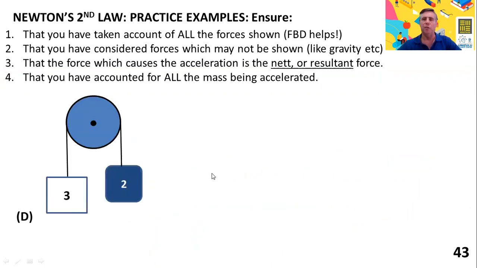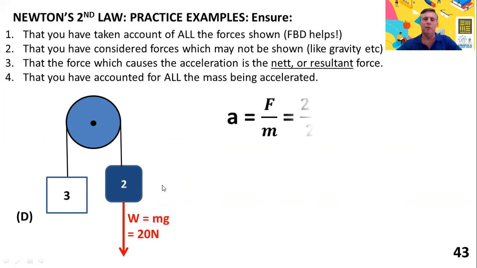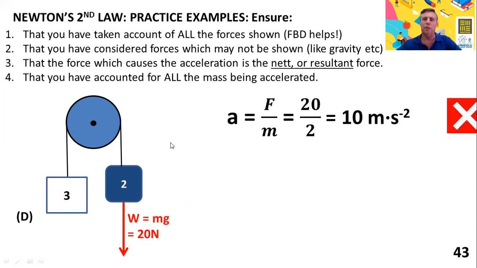Number D, this is known as an Atwood machine. You've got a pulley with a 3 and a 2 kilogram hanging over it. As you can imagine, the heavier 3 kilogram mass would pull down and the 2 kilogram would be pulled upwards. Again, we know that there's a weight on the 2 kilogram mass of 20 newtons. And so we could say, right, acceleration is force over mass, 20 over 2 is 10 meters per second squared. No, then you're ignoring the string and the 3 kilogram on the other side.